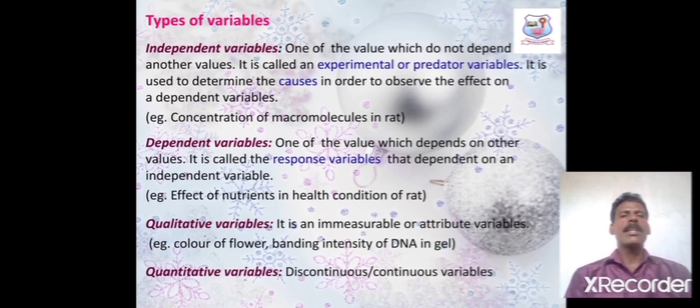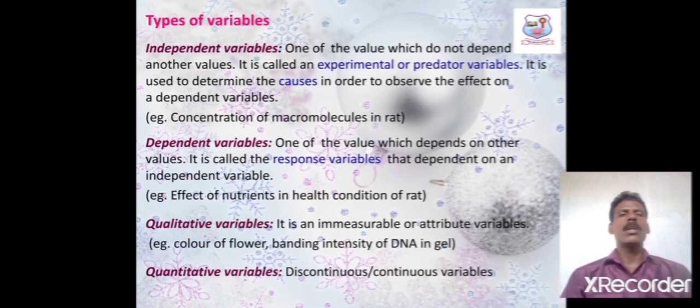For example, the effect of nutrients on the health condition of a rat. The nutrient level is necessary for the improvement of the health of the rat. Here the data are highly dependent.